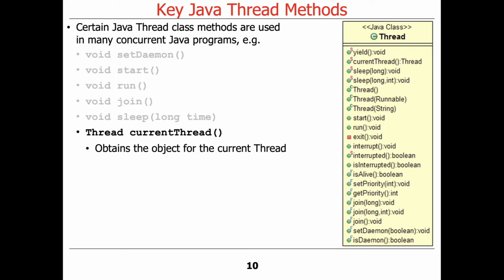A very interesting method is called current thread. This obtains the object for the current thread, and it's actually a static method. This particular method can be called, and it'll always return the thread object for the current thread. And if you look carefully here, you can see that current thread is marked with an S, which means that it's a static method.